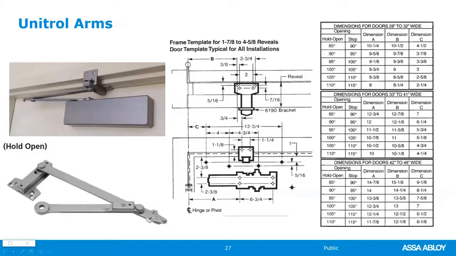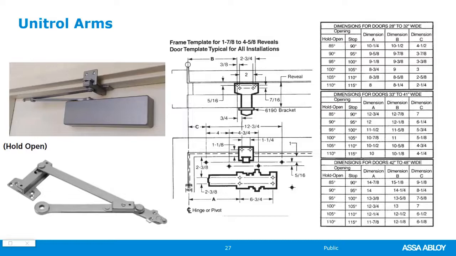But this has a stop built into the cushion arm. This is called the Unitrol arm. It's available with several different door closer brands that we have. It's available with Corbin Russwin, it's available with Norton, and it's available with Yale. I don't think it's available with Sargent, but with different configurations for this Unitrol arm.